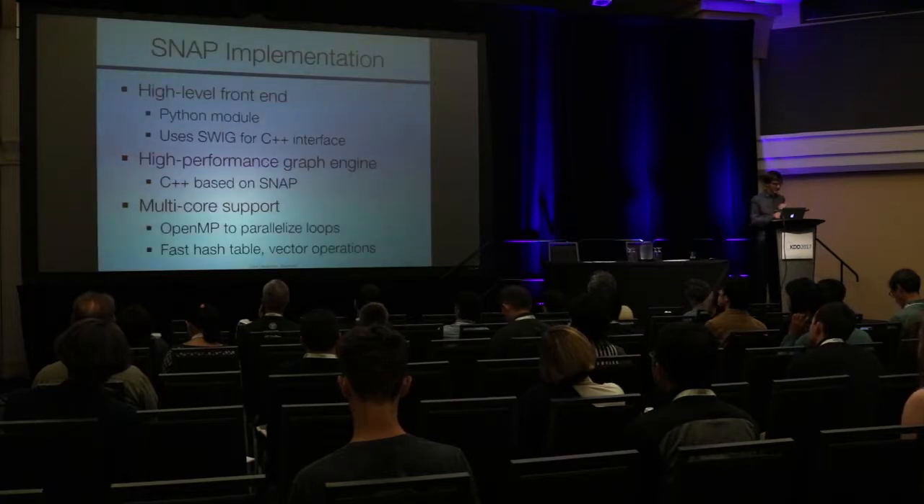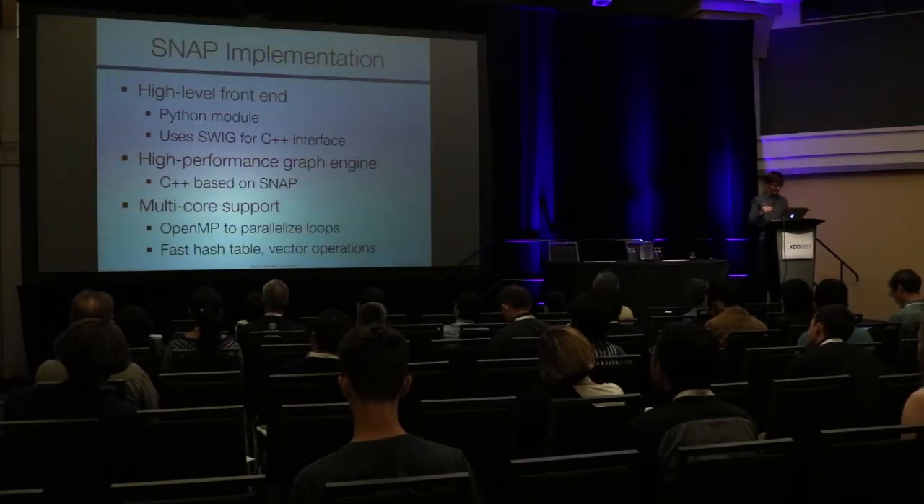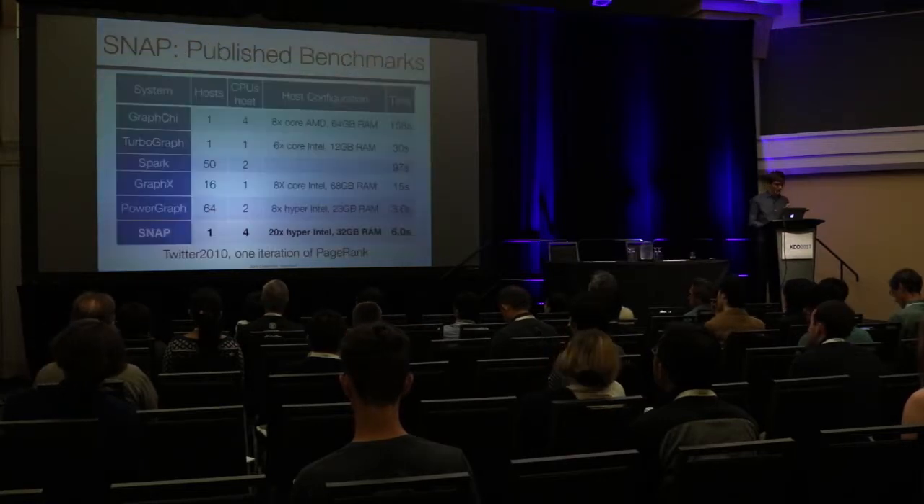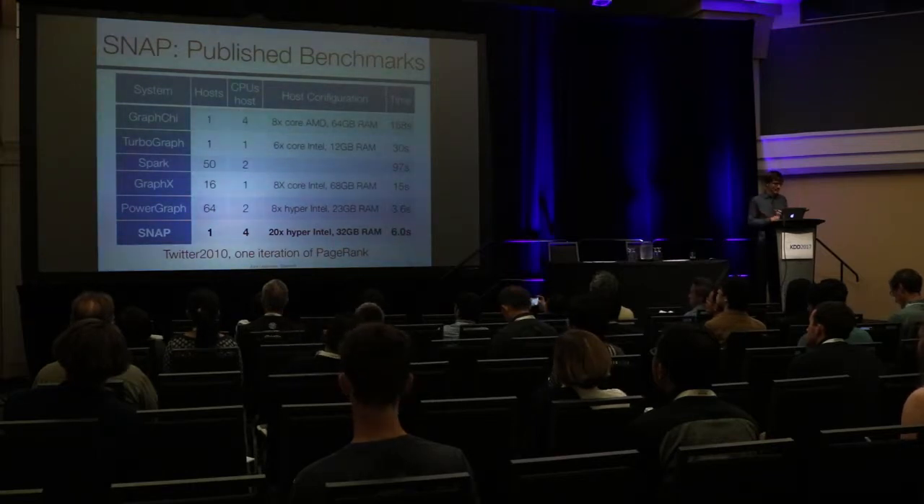To highlight, the user facing module is all in Python, so it's easy and fast to use. The back end is all in C++, so it's scalable. And the code is parallelized using OpenMP, and we have very fast hash table and vector operators, so that things work really well. And just to show you one simple example, here are published benchmarks on this Twitter graph that's about 1 billion edges. It's actually nothing too big. It fits into about 10 gigabytes of memory.